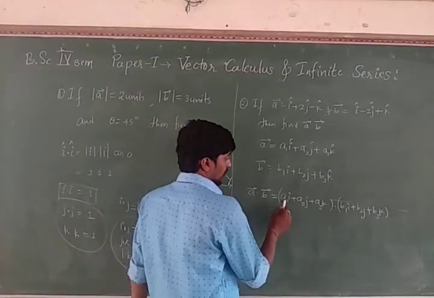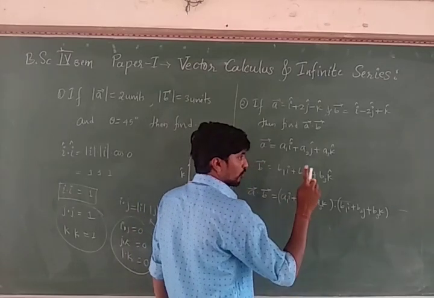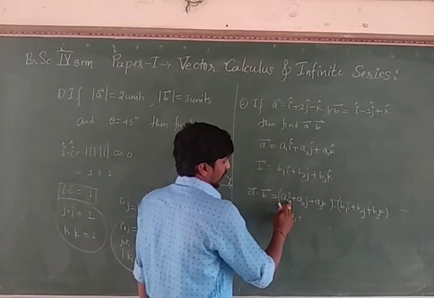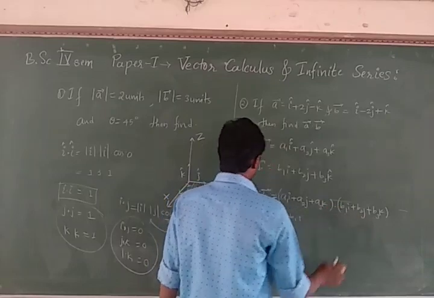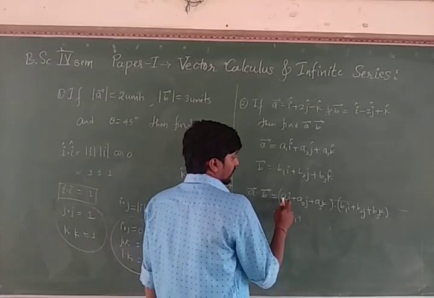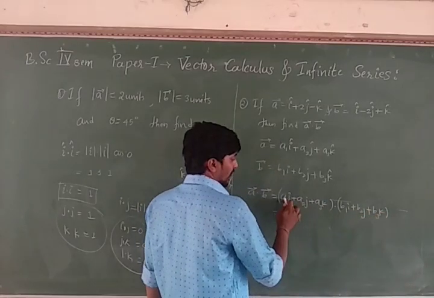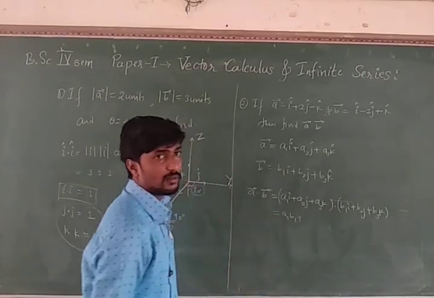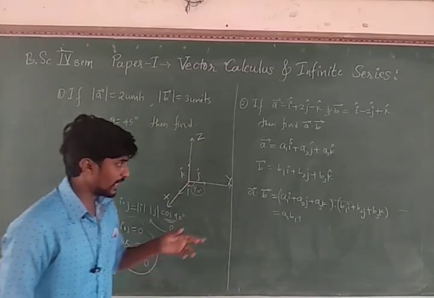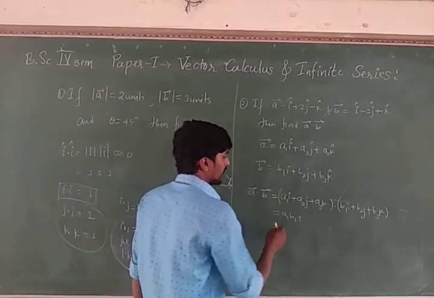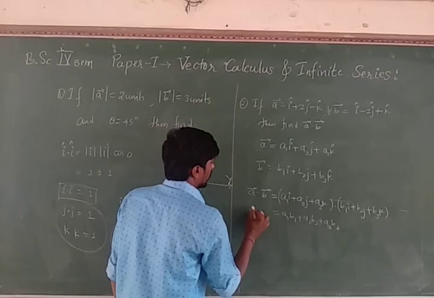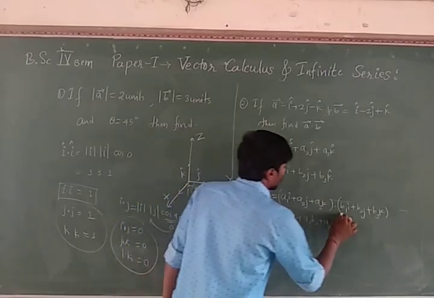So now look at here. For a1 into b1, i dot i is 1, so I get a1 b1. Plus a1 into b2, but i dot j is 0, and 0 into anything is again 0, so I will not write that value. Next a1 into b3, but k into i is 0. Therefore the rest of the terms multiplied by i with j and k vanish, so don't write those values. Similarly we get a2 b2 plus a3 b3. So this is what the a dot b value is.